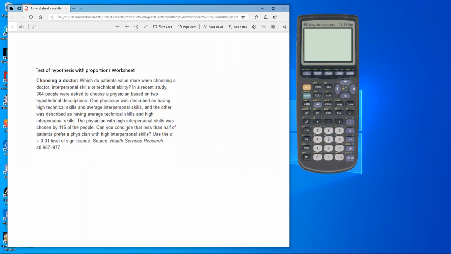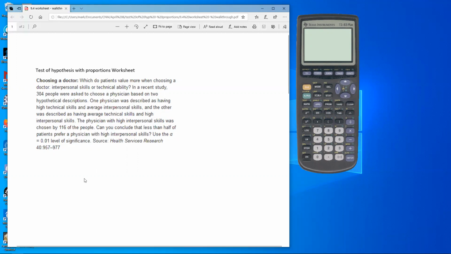Okay, so choosing a doctor. Which do patients value more when choosing a doctor? Interpersonal skills or technical ability? In a recent study, 304 people were asked to choose a physician based on two hypothetical descriptions. One physician has high technical skills but average interpersonal skills. It's not too bad if they're high and average. The other is described as having average technical skills and high interpersonal skills. The physician with the high interpersonal skills was chosen by 116 people. Can you conclude that less than half of the patients prefer a physician with high interpersonal skills? Use alpha equals 0.01 level of significance.